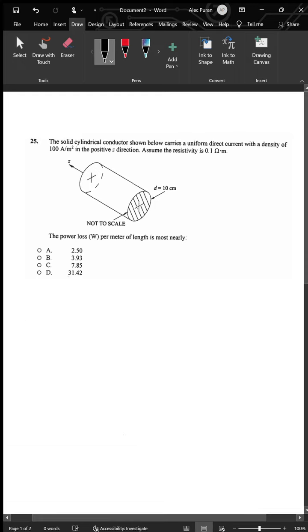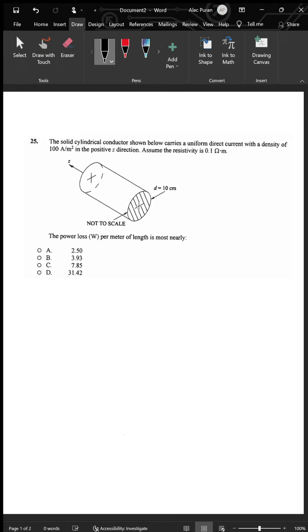Here we're given a problem that states the solid cylindrical conductor shown below carries a uniform direct current with a density of 100 amps per meter squared in the positive z direction. We're told to assume a resistivity of 0.1 ohms times meters. So here is a diagram of the conductor.